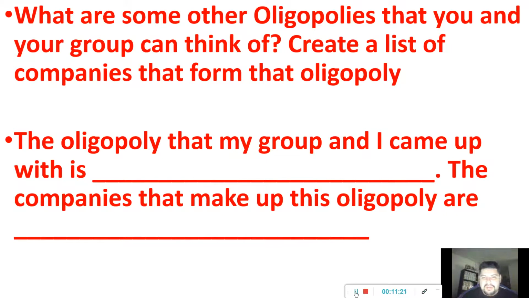Again, using my own example, do not copy it because you won't get any points. If you say you came up with the automotive industry, the companies that make up this oligopoly are Toyota, Nissan, Chevy, things like that. You're naming the companies, but first you're naming what the product is. I suggest you look online for companies that are oligopolies, products that are oligopolies. Then write the product, whatever it is, and then the companies.